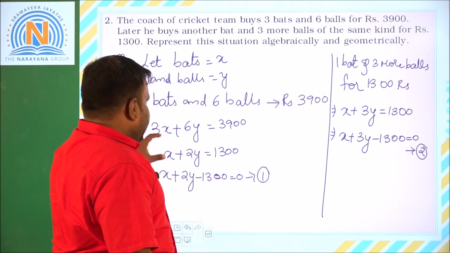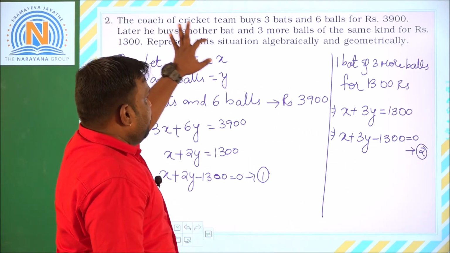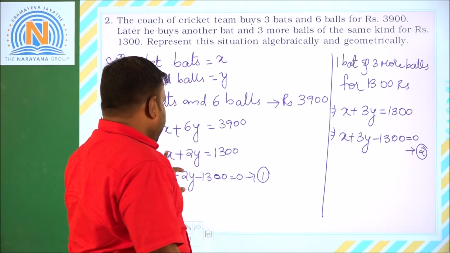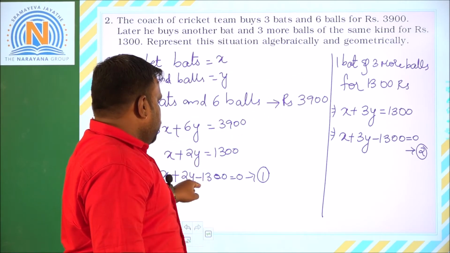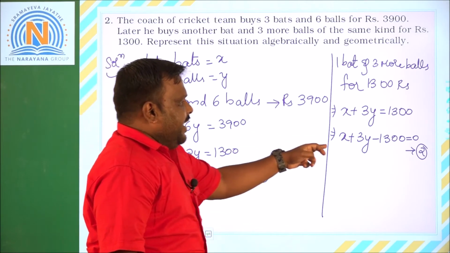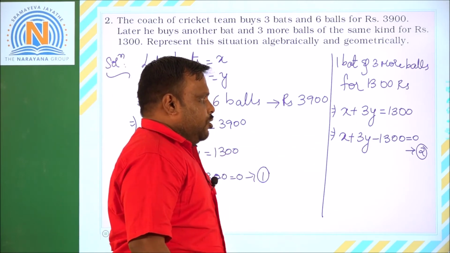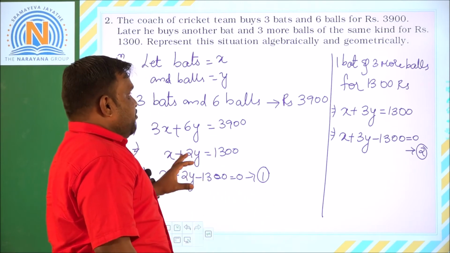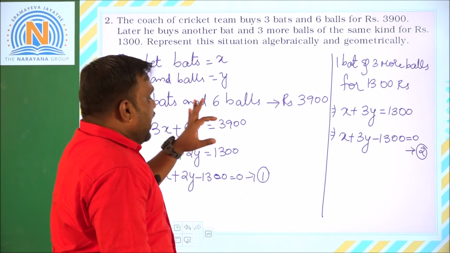So therefore, when representing the situation algebraically, we got two equations. What are those? x + 2y - 1,300 = 0 is the first equation, and one more is x + 3y - 1,300 = 0. So this is a representation of the situation algebraically.